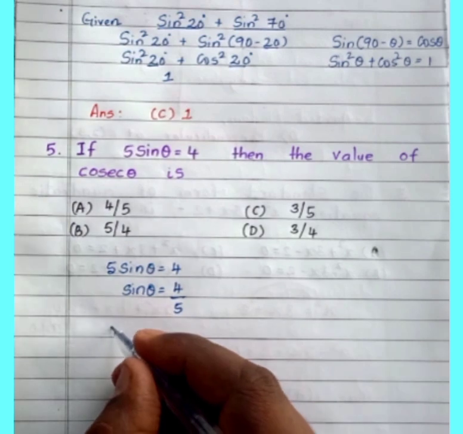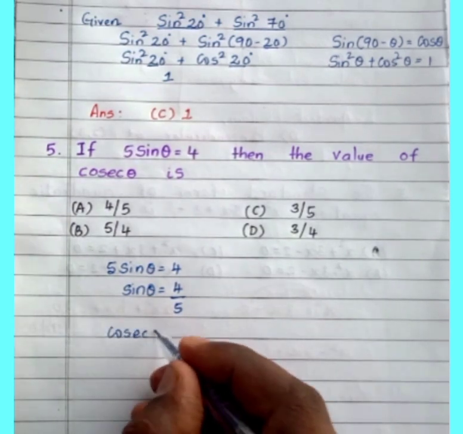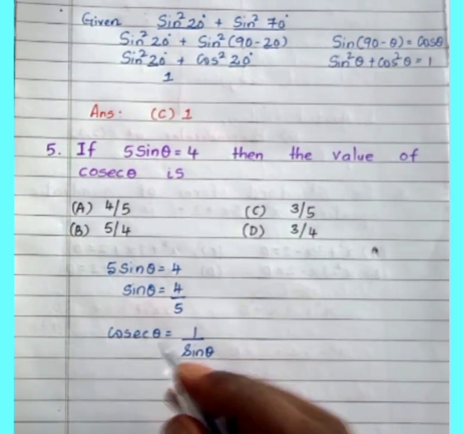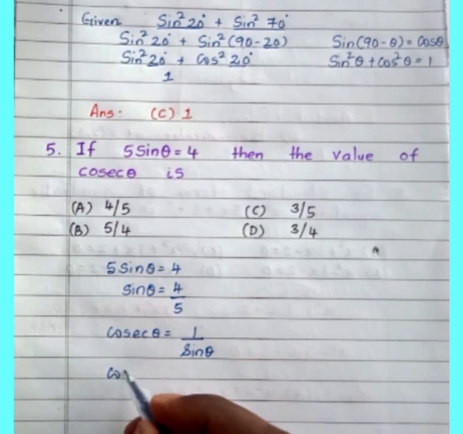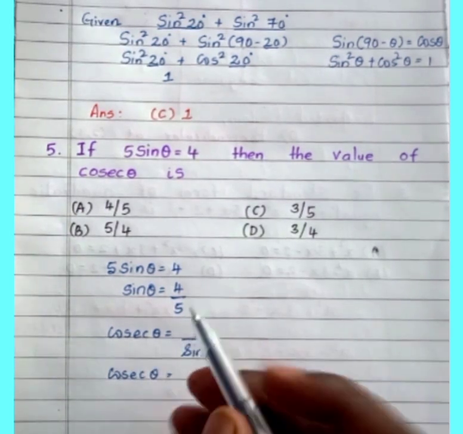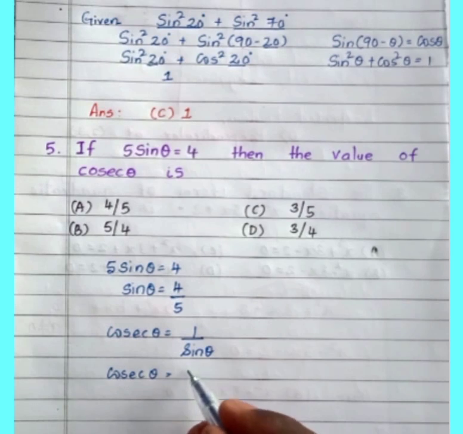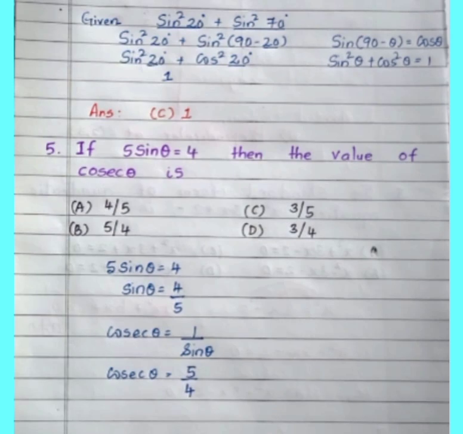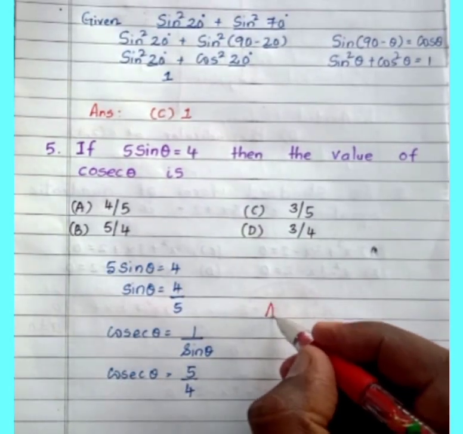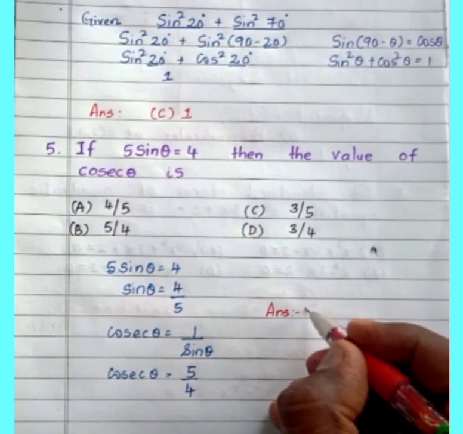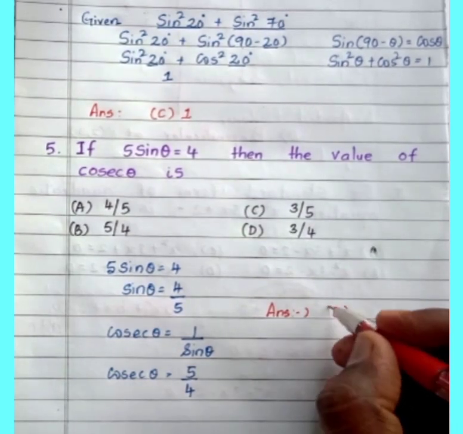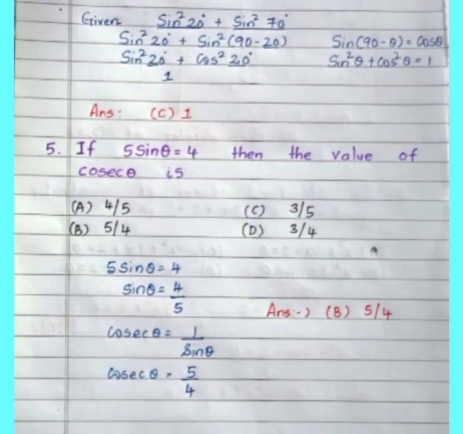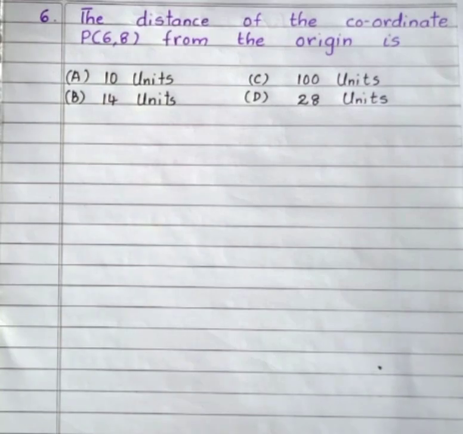Students, we know the reciprocal relation. Reciprocal of cosecant theta is sin theta. Therefore, cosecant theta equals 1 divided by sin theta. Just reciprocal of 4 divided by 5, we get cosecant theta, that is 5 divided by 4. Therefore, the correct answer is option B 5 divided by 4. In the exam, try to write the correct option with alphabet and answer.